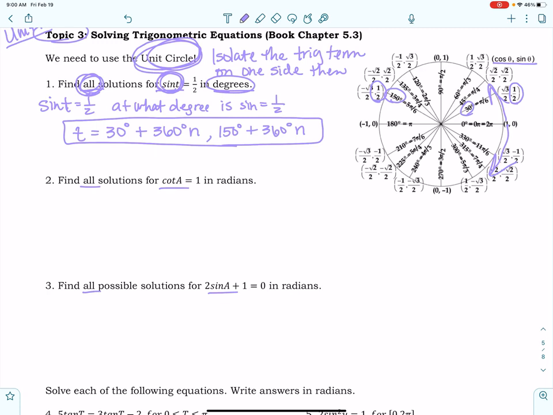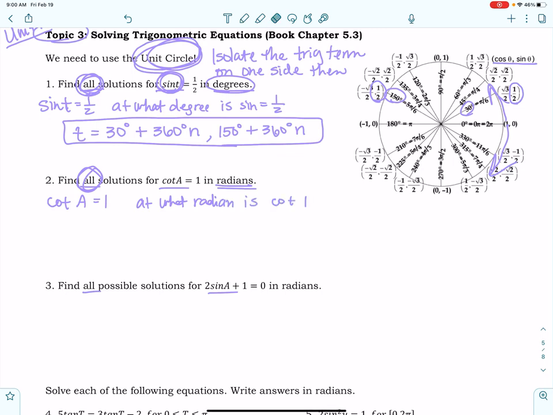So let's look at number 2. Find all solutions. I'm going to have to add something once I get to my solution. I'm going to find all solutions for cotangent A equals 1 in radians. This one is going to be a little bit tricky. We do have it already in the form we need: cotangent A, I've got my trig term isolated on one side. So I need to ask myself the question, at what radian is cotangent going to be equal to 1?